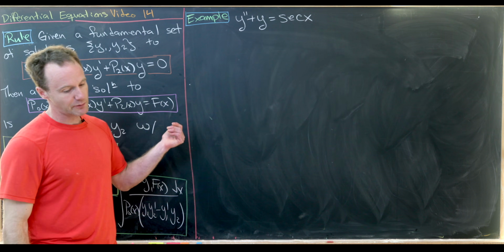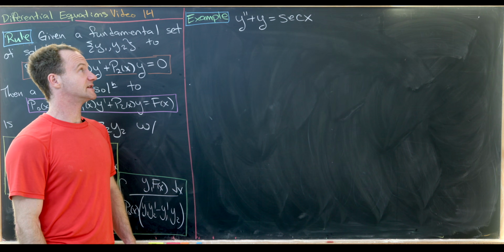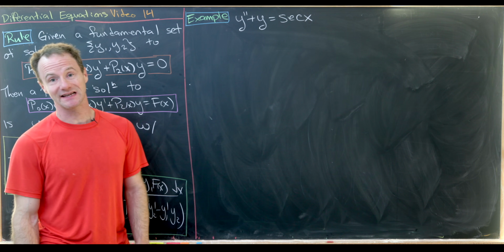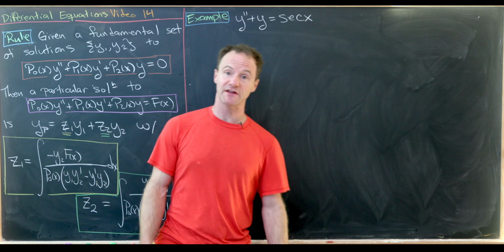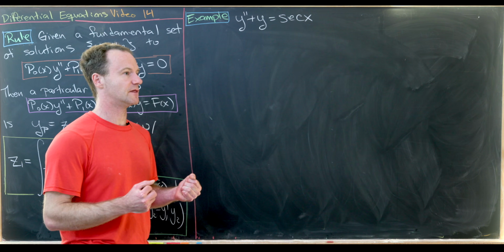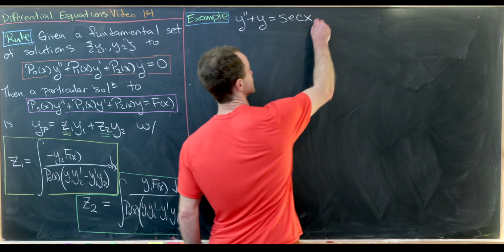Okay, so let's do a couple of examples. We'll start with this one. We'll solve y double prime plus y equals secant x. And this differential equation is perfectly suited to this method because we can get our hands on the solutions to the associated homogeneous equation pretty easily.